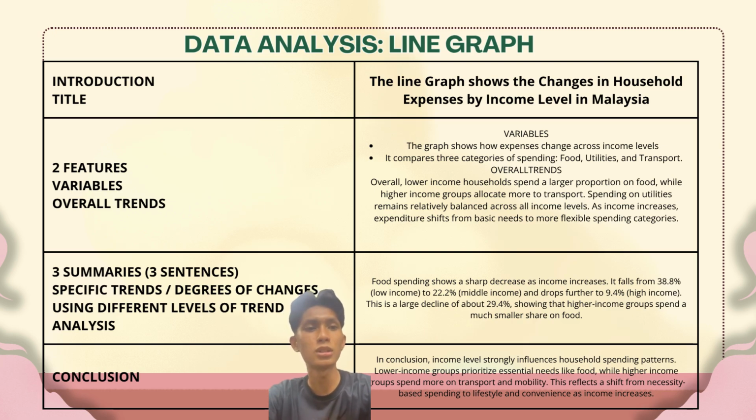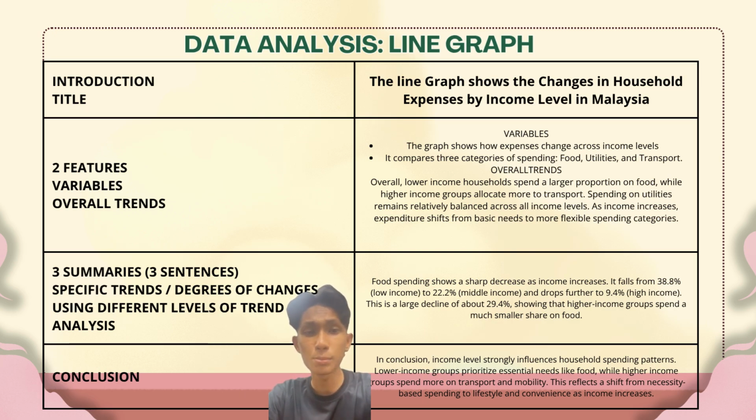Now, moving on to the overall trends, we can clearly see that lower income groups spend a larger proportion of their income on food, which reflects basic survival needs. In contrast, higher income groups allocate more money towards transport, indicating greater mobility and lifestyle choice. Meanwhile, spending on utilities remains relatively stable across all income levels, showing its consistent necessity regardless of income.